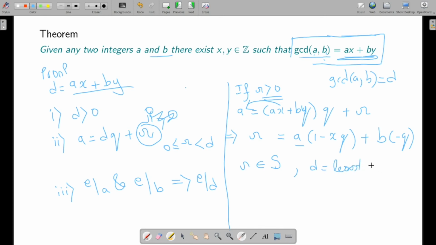D is the least element of S, and R is strictly less than D. This is definitely a contradiction, right? This is a contradiction because D is the least element of S and R is an element which is less than D. So that is a contradiction, which means that R has to be equal to 0. And if R has to be equal to 0, we get 0 here, and that tells us that A is equal to B times Q, which means that D divides A.